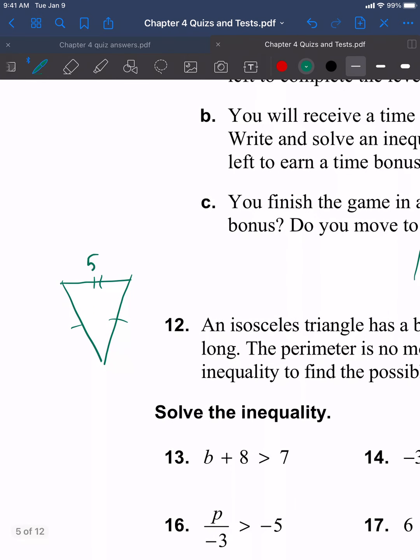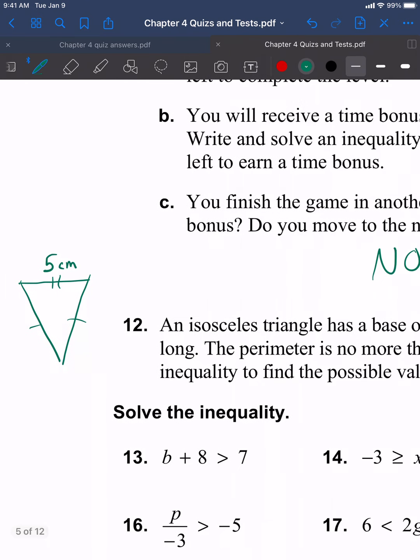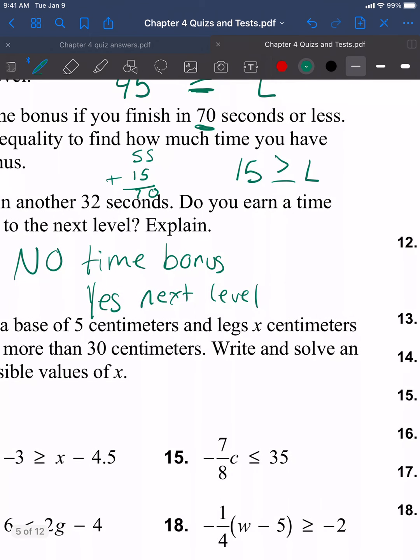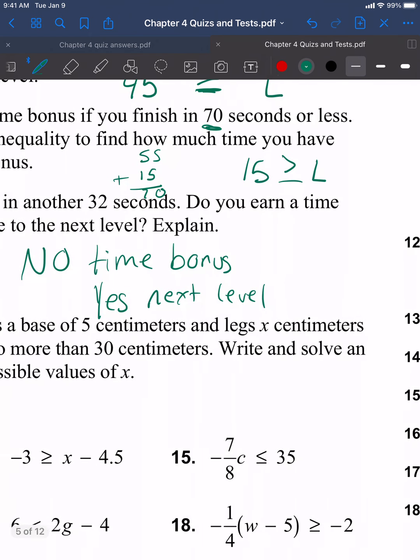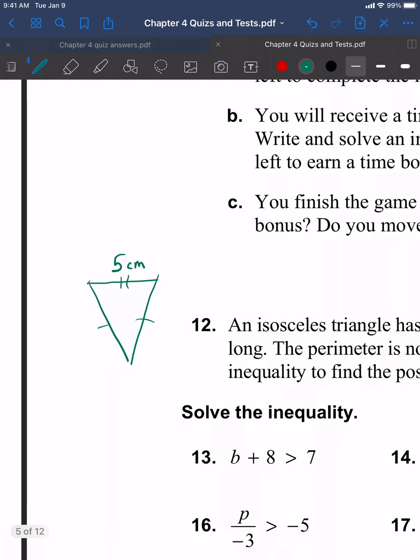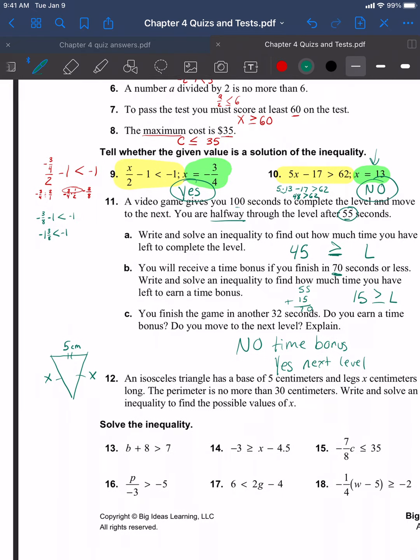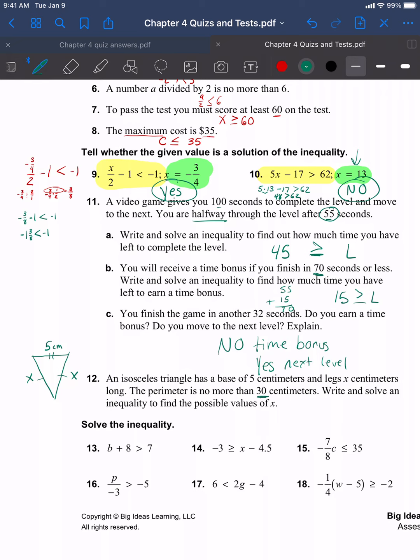So this is 5 centimeters long. The legs, which are the other two sides, are X centimeters long. We don't know. But what I do know is if that's an X, what does this have to be as well? X. They are the same, correct? The perimeter is no more than 30.